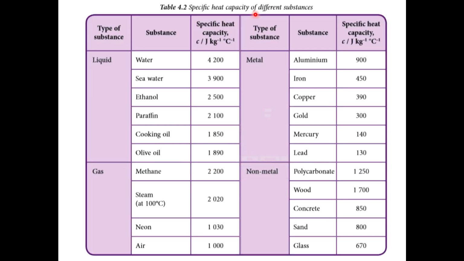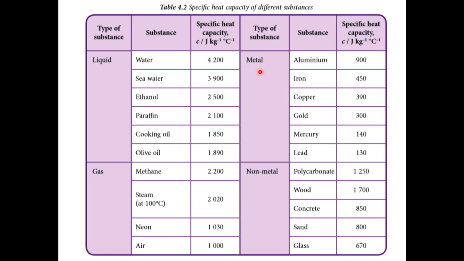Remember that, huh? This table shows the specific heat capacity of different substances. Here you see liquid, gas, metal, and also non-metal. For the liquid, you can see water, seawater, ethanol, paraffin, cooking oil, and olive oil. From here, we know that the specific heat capacity for olive oil is 1890. So it means that 1 kg of olive oil needs to absorb 1890 joule of heat energy in order to increase the temperature by 1 degree Celsius.